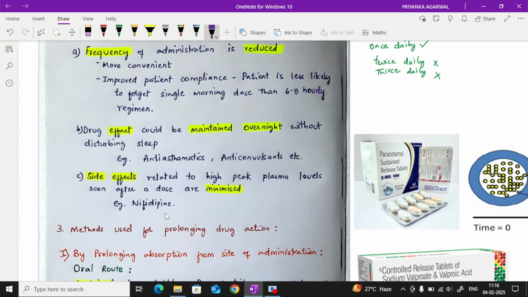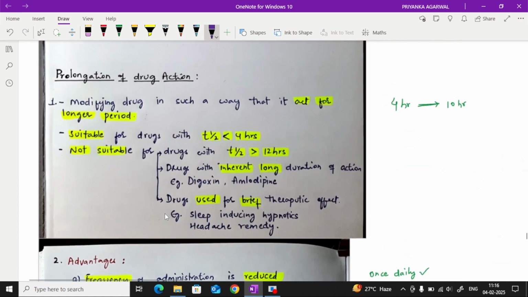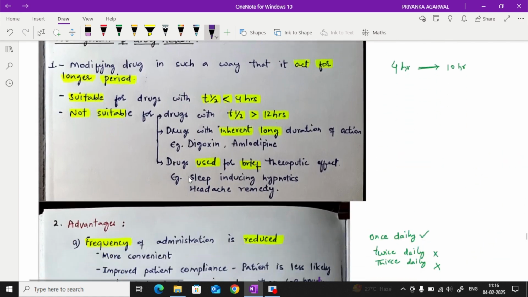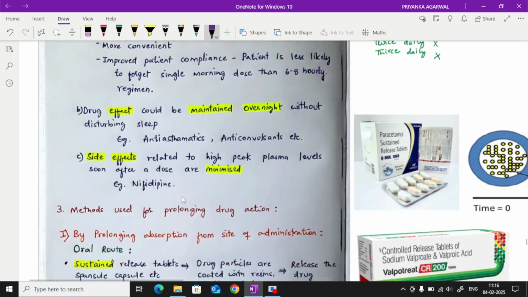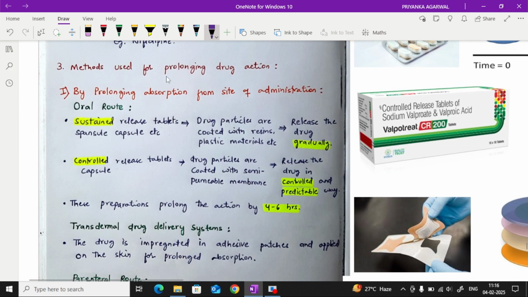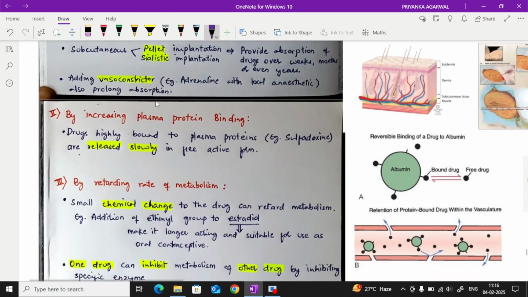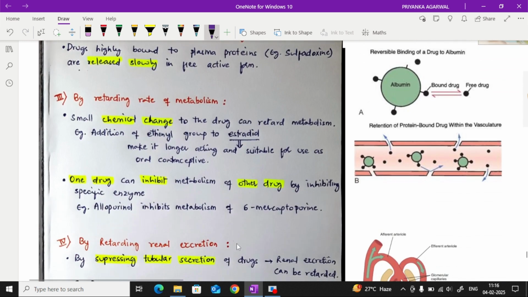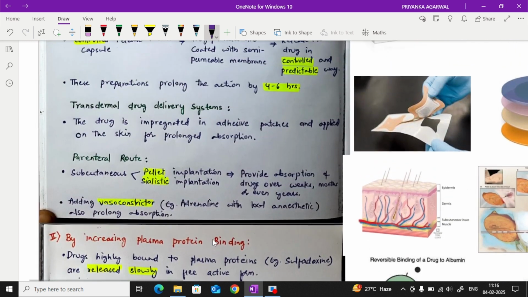Okay, next. So we are done with what you mean by this and what the advantages are. Now let's understand how you do it. What are the methods used for prolonging drug action? Here our aim is to have the drug stay for more time in the body, right? So for that we are acting at all 4 levels: absorption, distribution, metabolism and excretion. Let's go to each one.